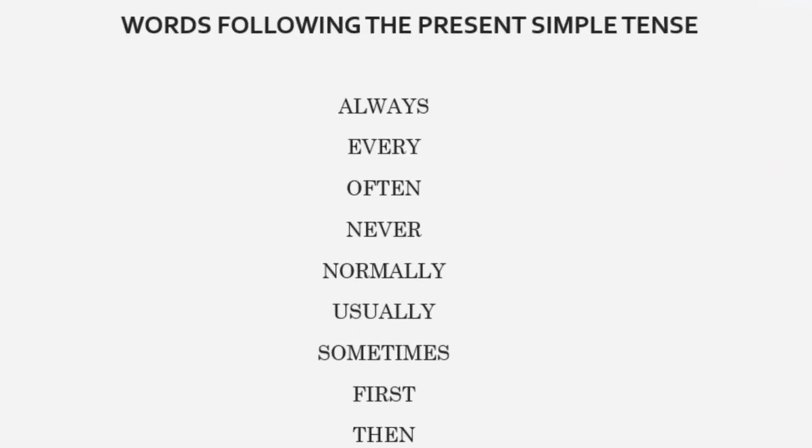Words following the present simple tense are always, every, often, never, normally, usually, sometimes, first, then.